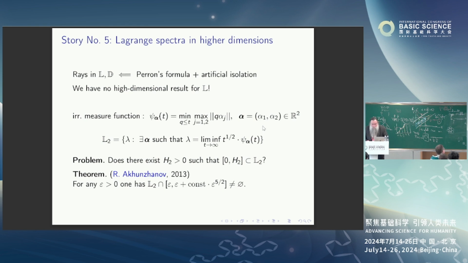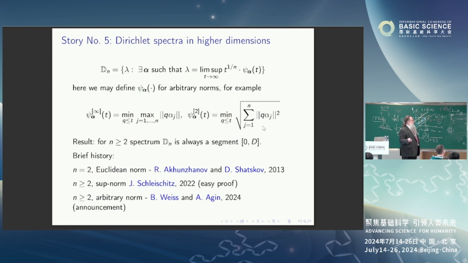Well, I still have half a minute. So I wanted to tell you 6 stories. About the 6th story, I will say just that it does exist. It is related to higher dimension. There is a story that for the Dirichlet spectrum, it is very strange, but for the Dirichlet spectrum in higher dimensions, everything is known.